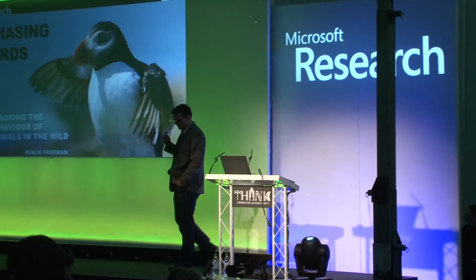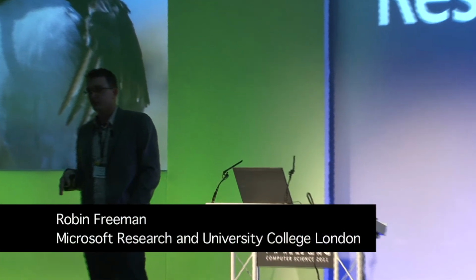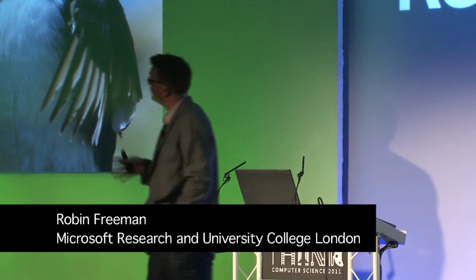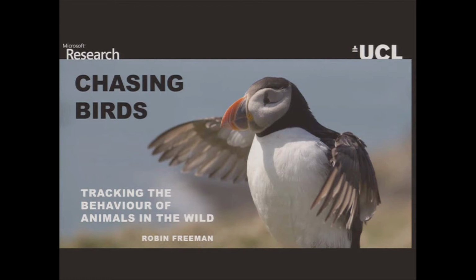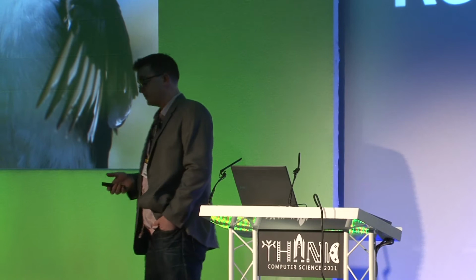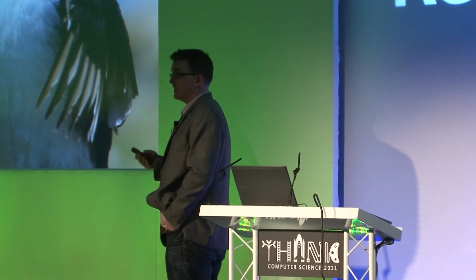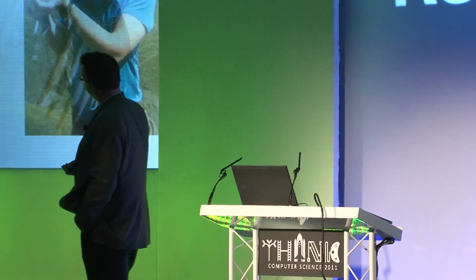My name's Freeman. I work at University College London and at Microsoft Research, and I'm going to talk to you about something a little bit different today, which is about the work we've been trying to do on understanding the movement and behaviour of animals in the wild. Most of what I'm going to talk about is about birds, seabirds, but you can imagine these same techniques being applied to a variety of animals: lions, tigers, whales, seals, all sorts of stuff. It's the same techniques, the same technology that we would use.